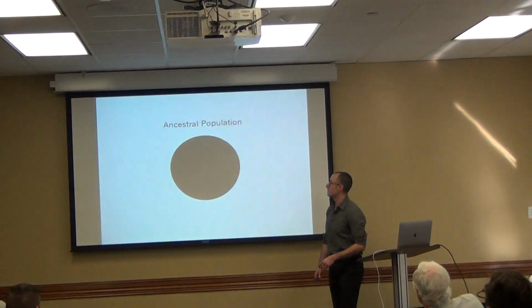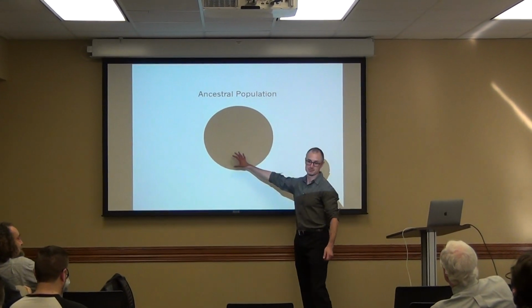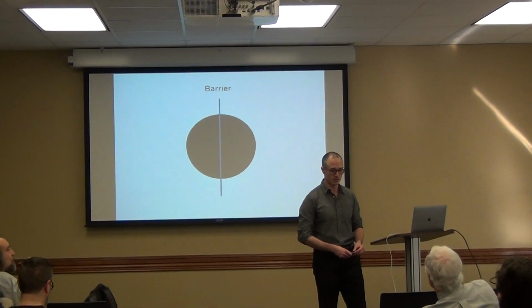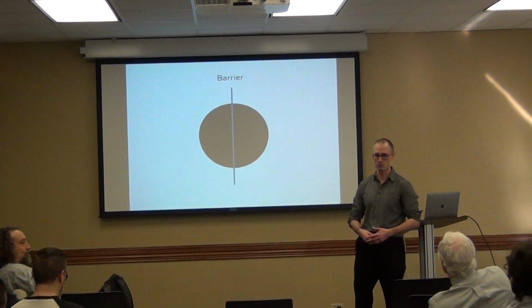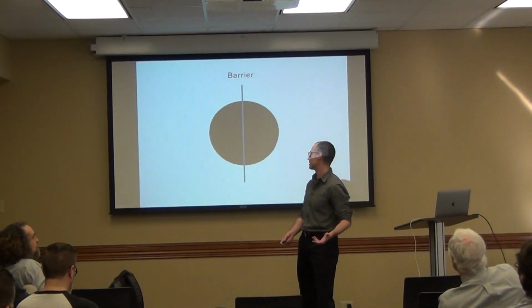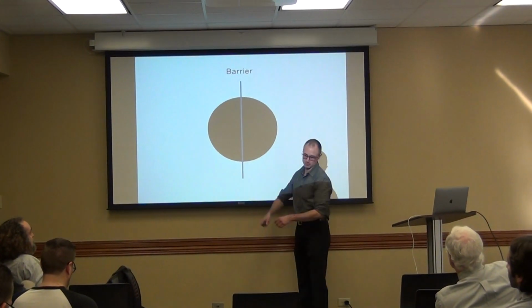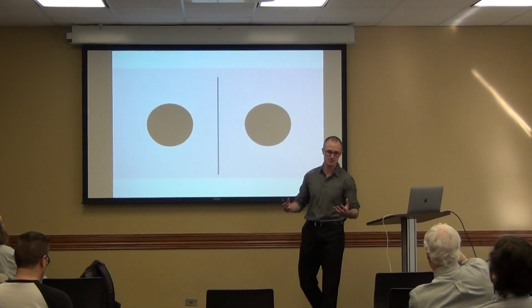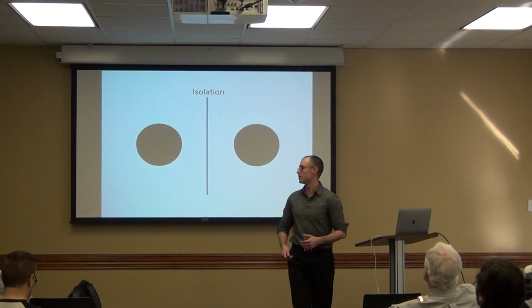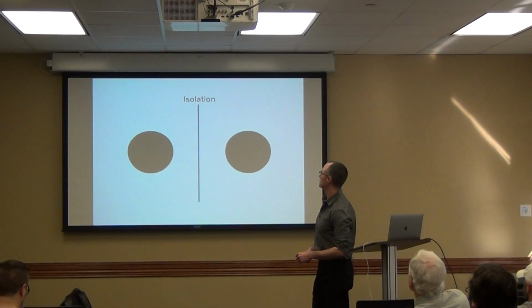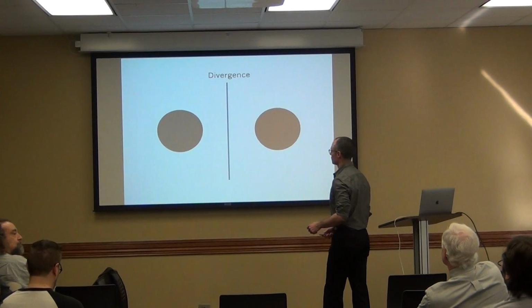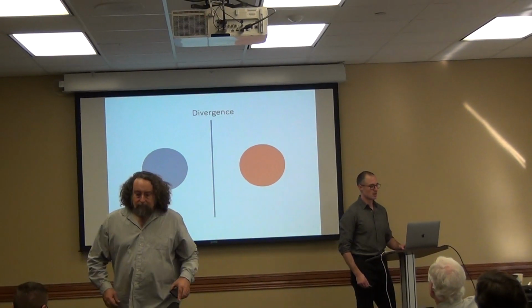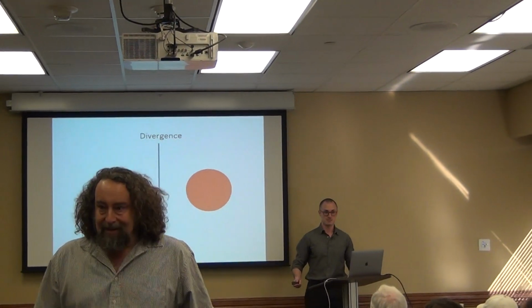So imagine you have an ancestral population, and then there's a barrier that happens. This barrier can be a physical barrier, it can be morphological barrier, it can be behavioral barrier between this population. So eventually what happens is this population splits. And over time, these two divergent populations begin to accumulate mutations, more and more mutations, and they become diverged.